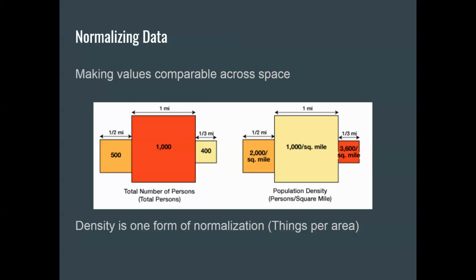And so one of the most common ways of normalizing data is what we call density. So again, if we look at this, we have 3 hypothetical areas, one which is a half mile on a side, one which is a mile on a side, one which is a third of a mile. And these are the number of people in each one of them. Well, here we say, well, this has the most people, this has the least, this is somewhere in the middle. But if I divide the number of people by the area, then I can compare each one of these in terms of the population density. So normalizing by area is density.